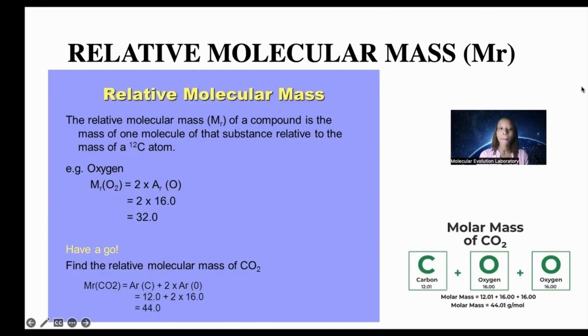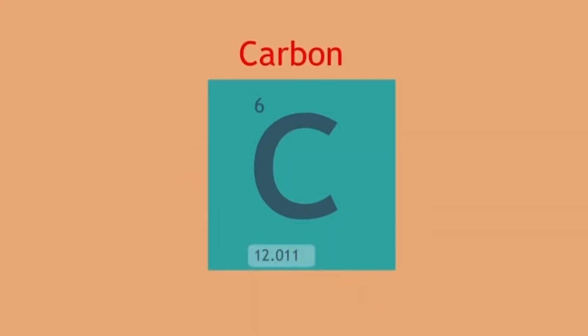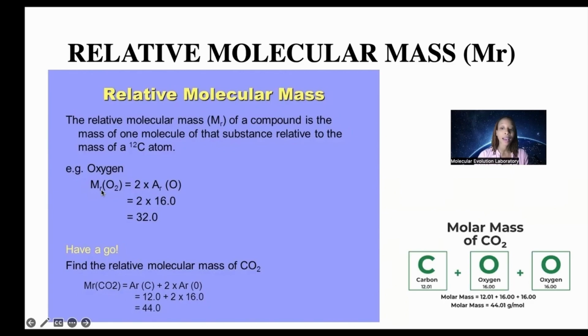The relative molecular mass of a compound is the mass of one molecule of that substance relative to the mass of a carbon atom. All of these mass calculations use the carbon atom as a standard. We know that oxygen has an average atomic mass of 16, and molecular oxygen comprises 2 oxygen atoms. So the atomic mass of oxygen, 16.00, times 2 gives a molecular mass of 32 for one oxygen molecule.